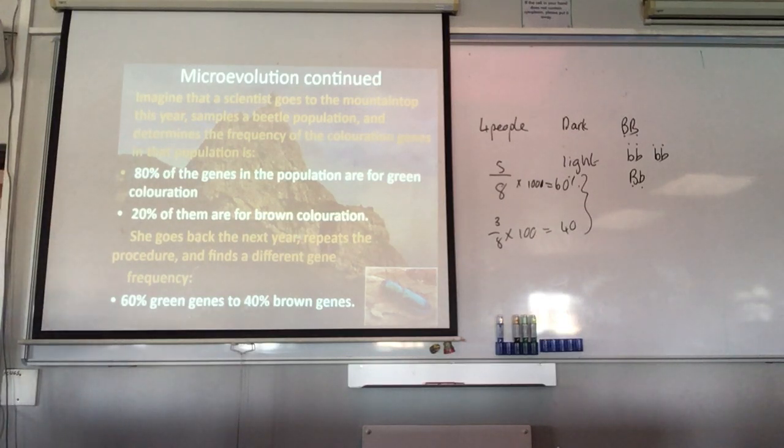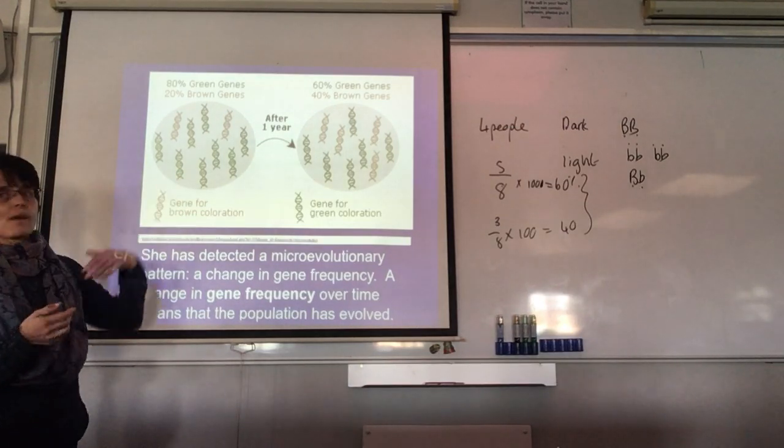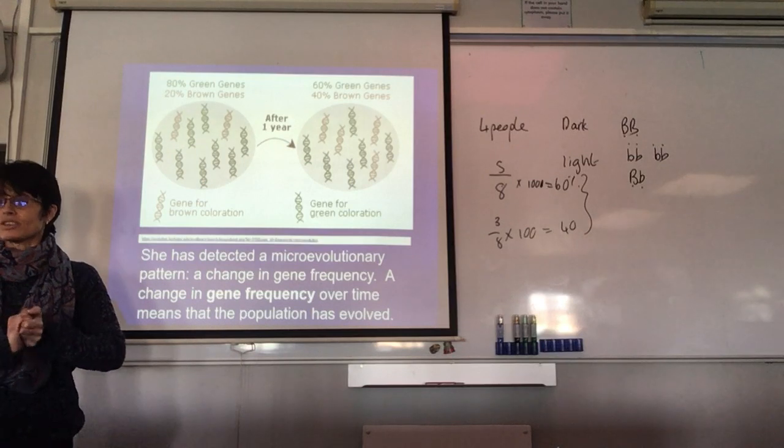She goes back the following year and the gene or allele frequency changes. So it was to 60-40 for whatever reason. Maybe they were preyed on more. Maybe they weren't as well camouflaged because there was more green bushes. So the green ones survived better and the brown ones were eaten more. So then the gene frequency or allele frequency changes.